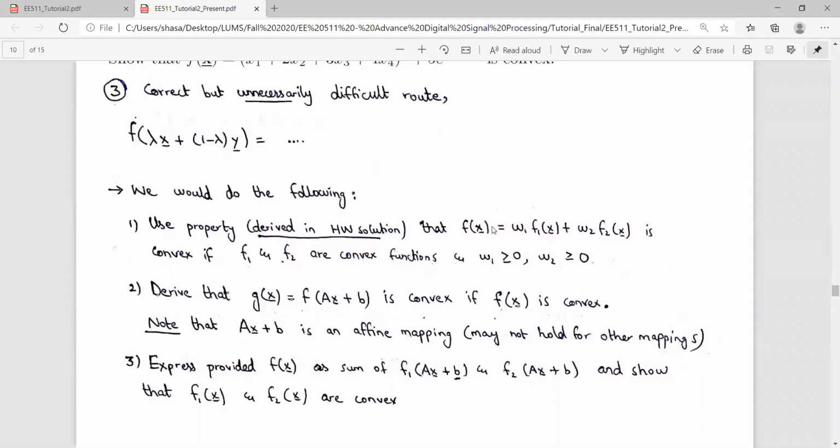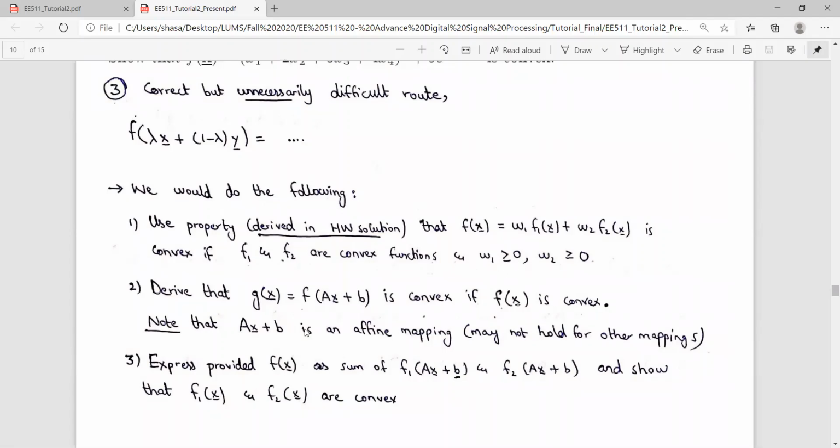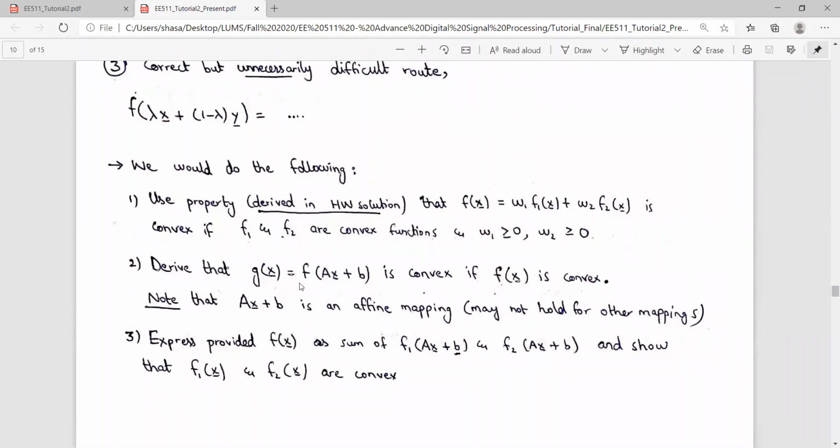So we will use the property that f of x is equal to w1 f1 of x plus w2 f2 of x. In the homework these weights were 1, but this generally holds for any non-negative weights, and even in the homework solution, if you go back and see, we did not do much with the weights, and the argument just holds on w1 and w2 being greater than 0. Next, we can show that if g of x is equal to f of ax plus b, and f of x is convex, then this g of x is also convex.